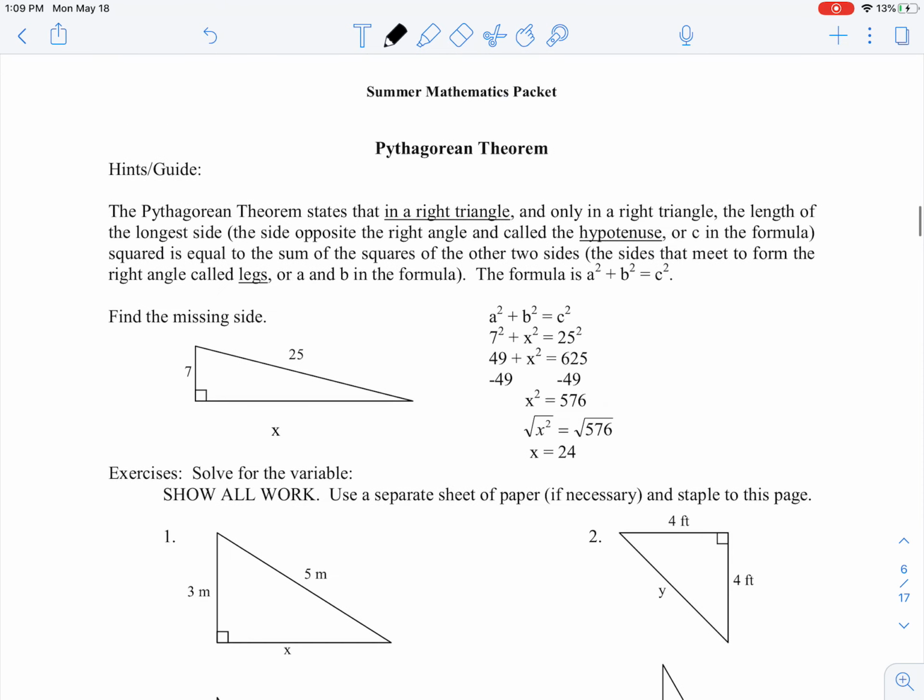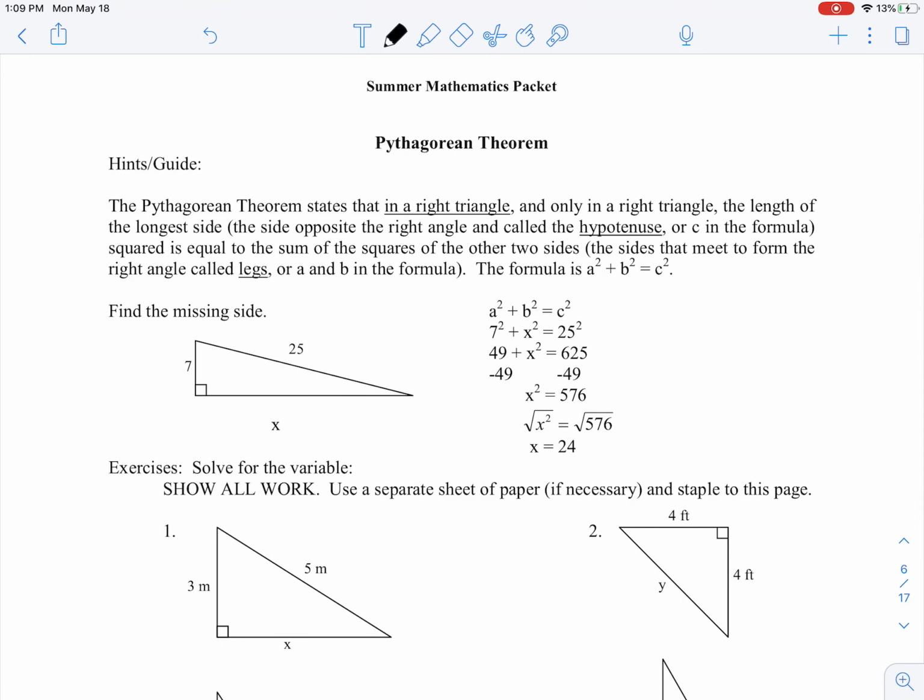And so here we have some more Pythagorean theorem. It says the Pythagorean theorem states that in a right triangle, and only in a right triangle, the length of the longest side, the side opposite the right angle, called the hypotenuse, or c in the formula, so the length of the hypotenuse squared is equal to the sum of the squares of the other two sides. The sides that meet and form the right angle are called legs, or a and b in the formula.